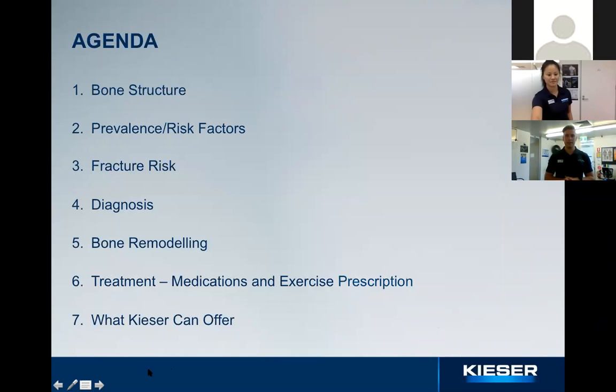What we're going to cover today, we're going to start with looking at the structure of bone. We're going to talk about the prevalence and the risk factors of osteoporosis. We're going to talk about the fracture risk and introduce you to a term called the fracture cascade. We're going to go over how osteoporosis is diagnosed. Nicole will introduce you to a term called bone remodeling. And then we're going to look at what are some treatment options. So briefly touch on the medications and then dive into the exercise prescription. And then we'll finish off with what we're doing at Keyser.